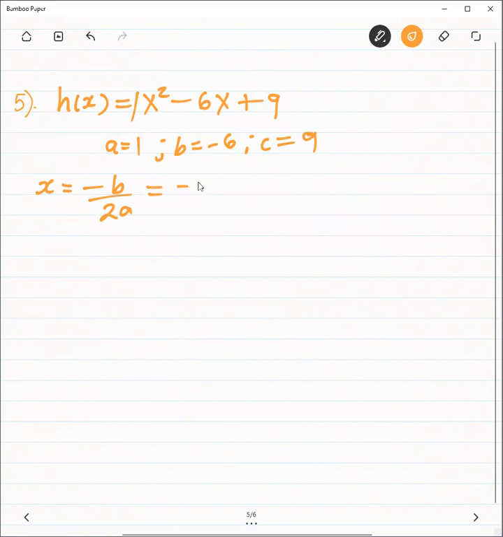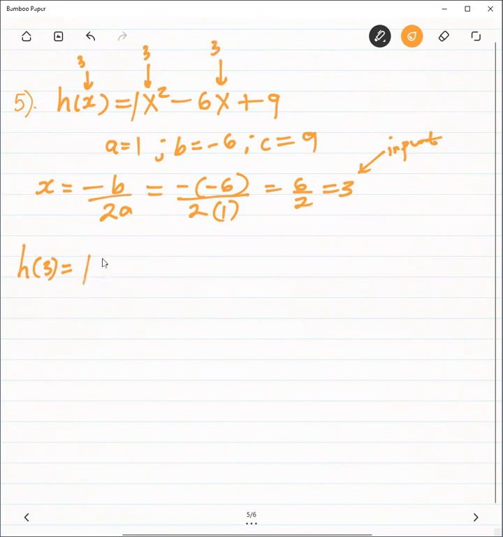So which is -6 over 2, and then my a is 1, right? Which is 6 over 2, which is 3. Remember, we said this is going to be your what? Your input. So it means input 3. So where there was x, I'm going to put 3, basically. Everywhere where there was x, I'm going to put 3.